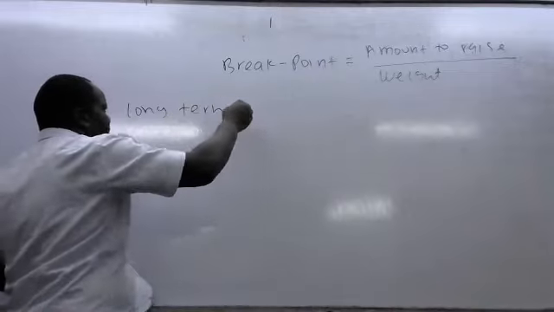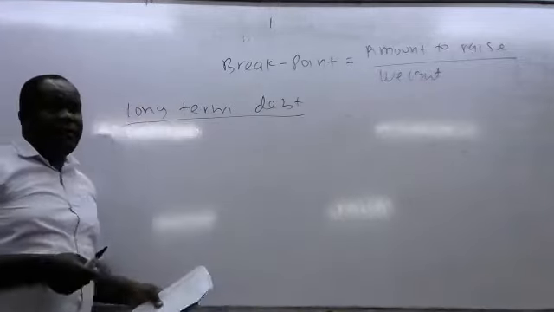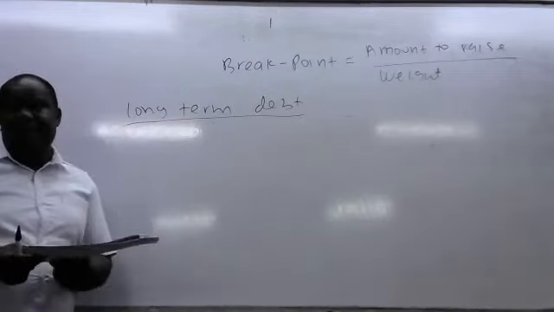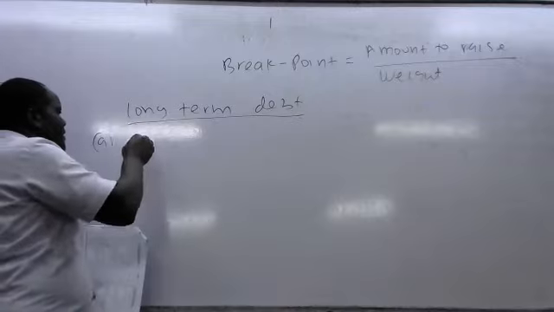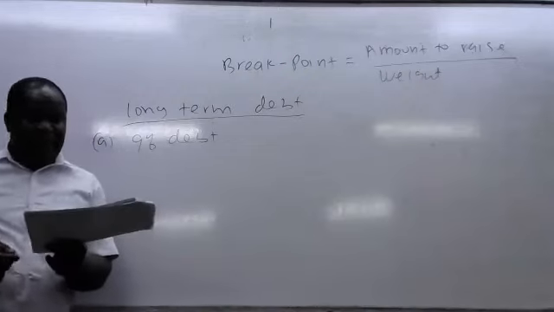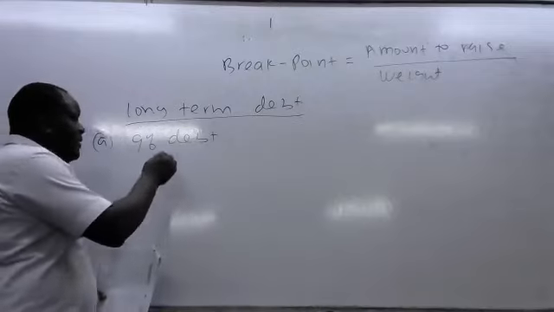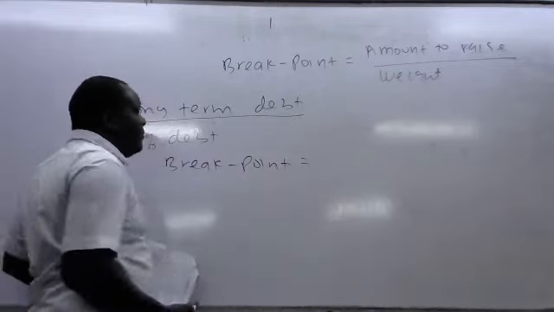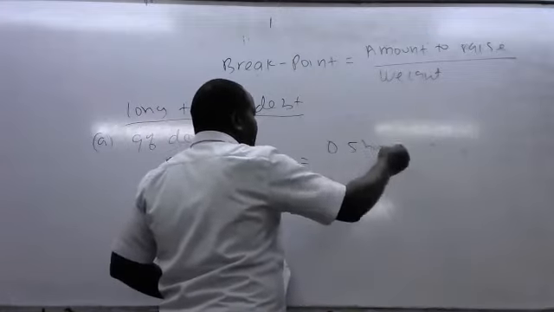Long-term debt, there are 3 of them. The first one is the one for the 9% debt. You see the amount is 0 to what? To 500. So the break point for that one will be 0.5 million. The 500,000 will be the same as 0.5 million.